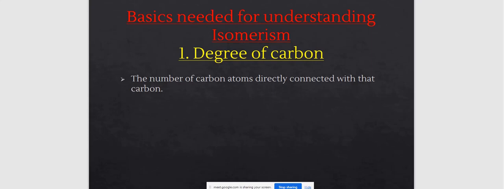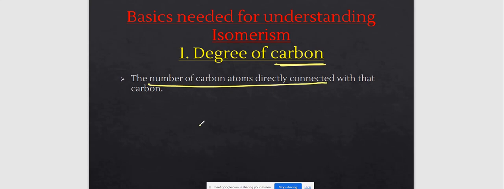The first basic thing that you need to know is degree of carbon. What is degree of carbon? You have any idea? See, degree in the sense what? We assign 1 degree, 2 degree, 3 degree for carbon atoms, alcoholic groups, and other functional groups. Basically, for a carbon atom, the degree is defined as the number of carbon atoms that are directly connected with it.